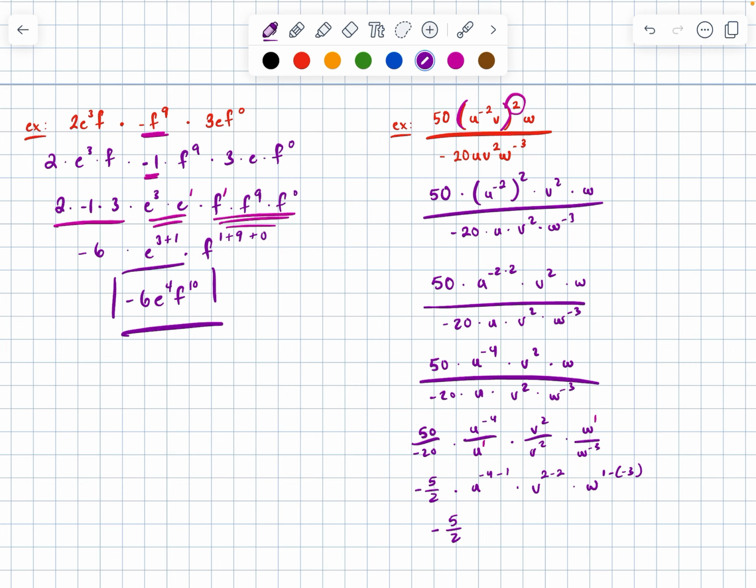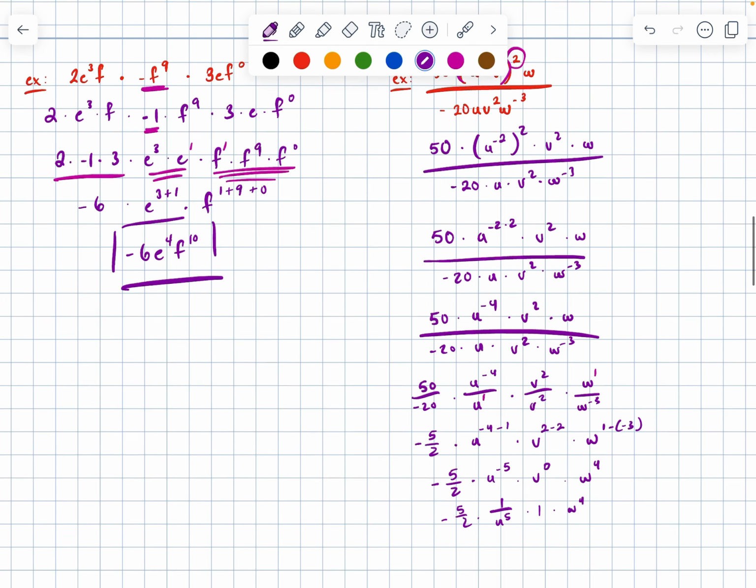Keep it moving. I've got -5 over 2 times u to the power of -4 minus 1. So this would be u to the power of -5. V to the power of 2 minus 2 is v to the power of 0. And then w to the power of 1 minus -3 would be w to the power of 1 plus 3, which is 4. From here, all I've got to do, well, I've got -5 over 2. I know that a negative exponent is asking me for the reciprocal of the positive exponent. V to the power of 0 is 1, and w to the power of 4.